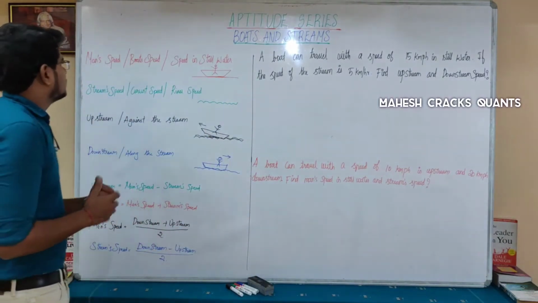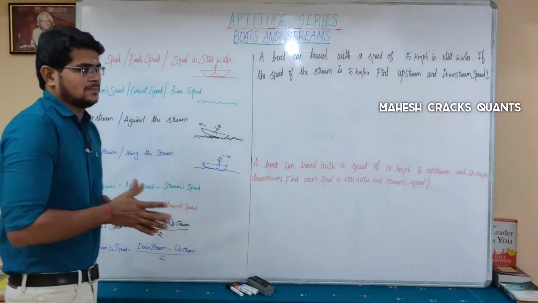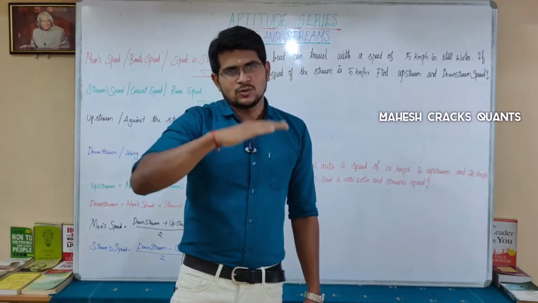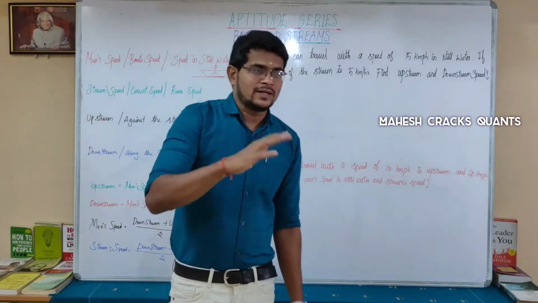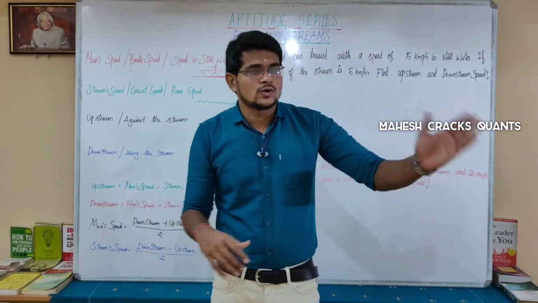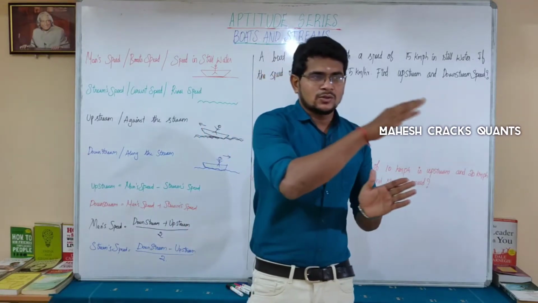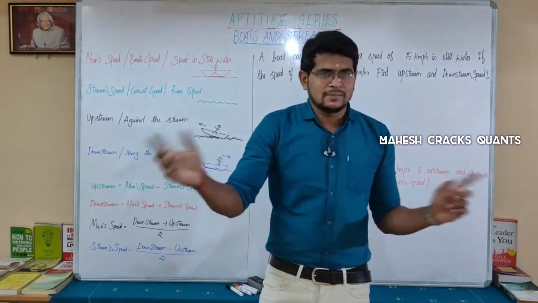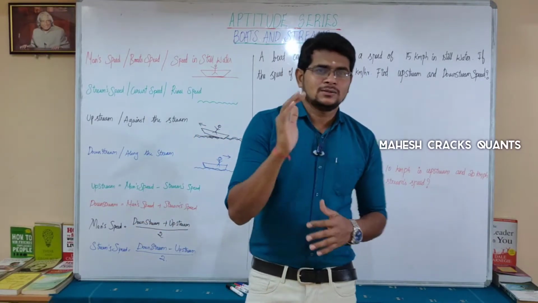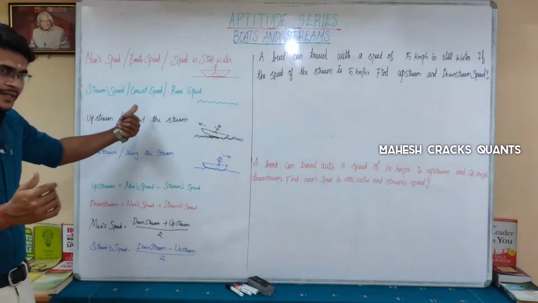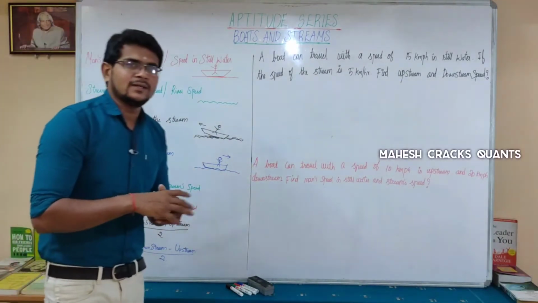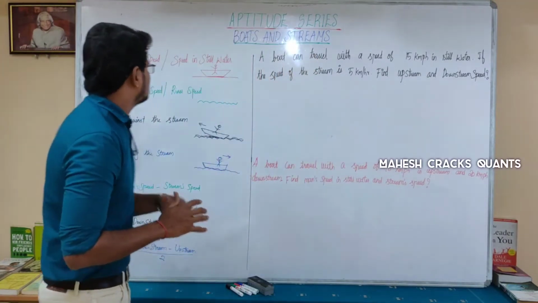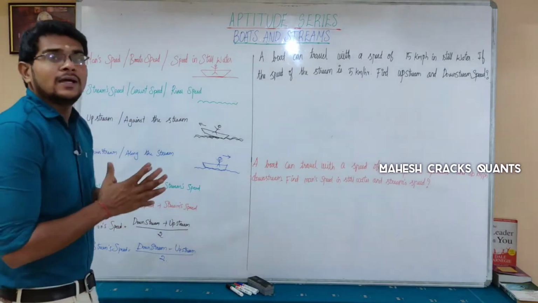Okay. Next, stream speed, current speed, river speed. All these three mean the same. So there is movement in water, and that movement has some speed. For example, if there is a river which flows from north to south, it should have certain speed to reach south from north. Am I right? That speed is called river speed or current speed or stream speed. A river should have speed to reach one place from another place.